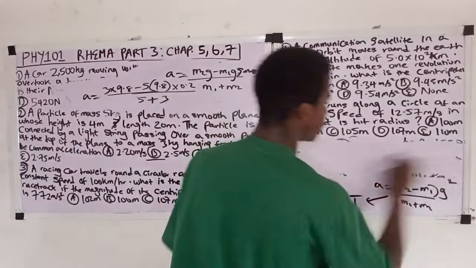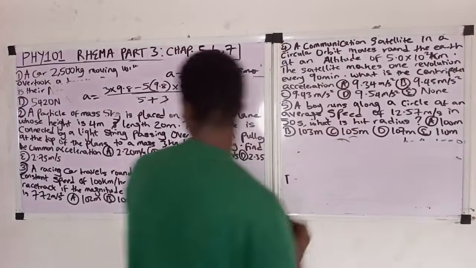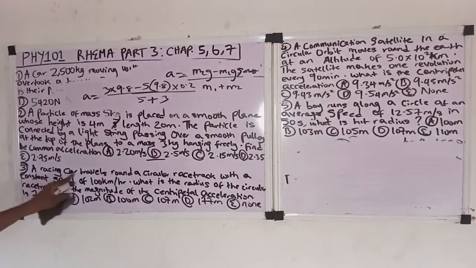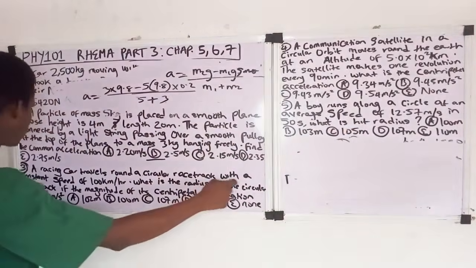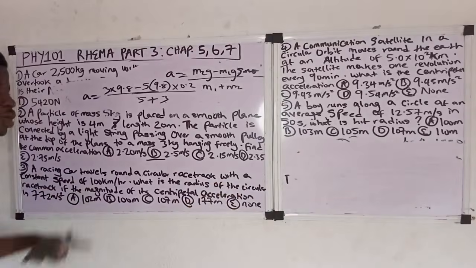Now let's continue with the next question. They said a racing car travels around a circular racetrack with a constant speed of 100 kilometers per hour.